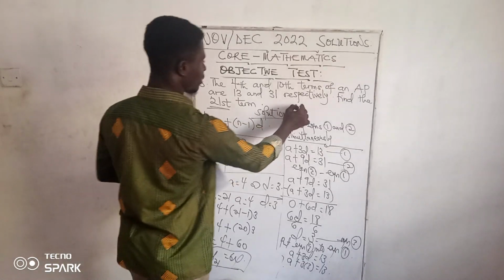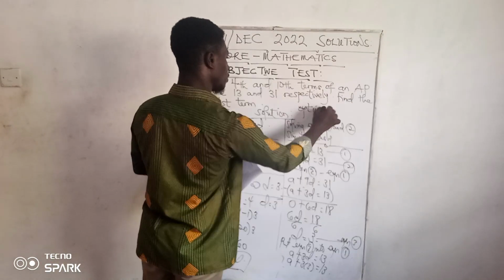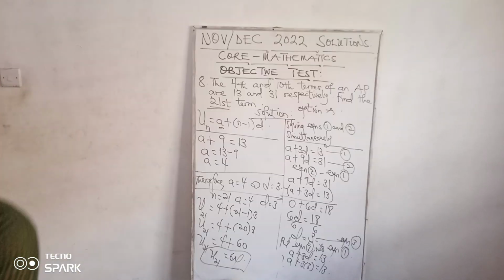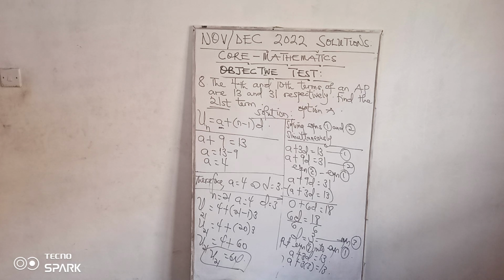So we have this 64, which is option A. So that's how we solve for sequence and series. There is a form 2 topic, S.H.S 2 topic.